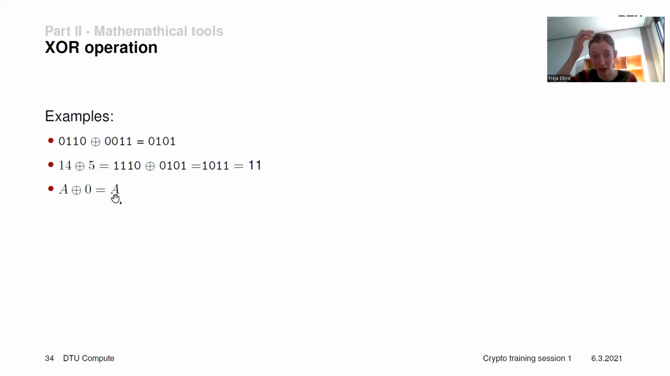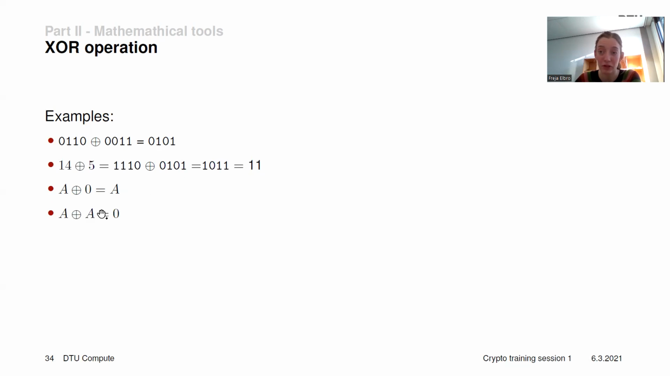I hope you can convince yourself that if I take any string and I XOR it with the string that's all zeros, then I will get the original string. Like XORing with 0 changes nothing, because 0 XOR 0 is 0 and 1 XOR 0 is 1. So everything stays the same when you XOR with 0.